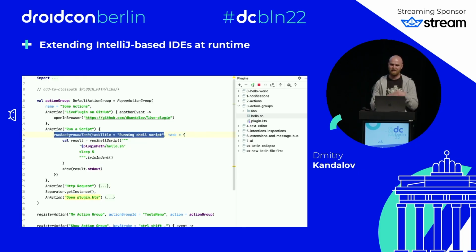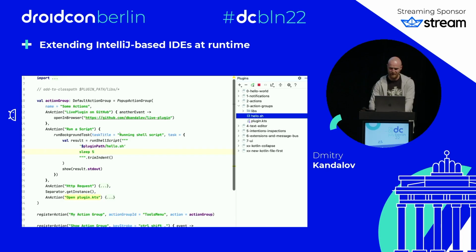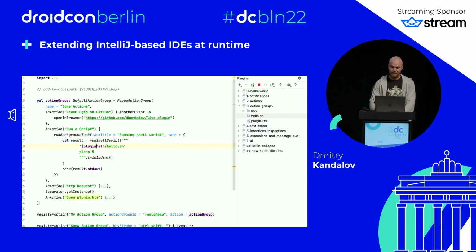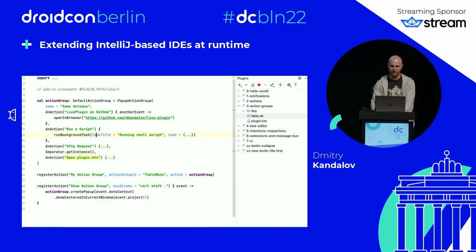So just mentioning that there is a way to run something in the background without freezing the UI and so on. So it runs it in the background. It also picks up this hello.sh, which is how the plugin path is used. So yeah, that's the background task example, that you can have background things.